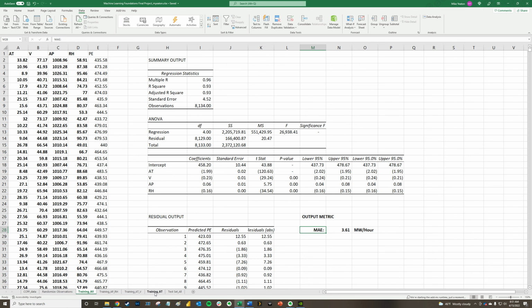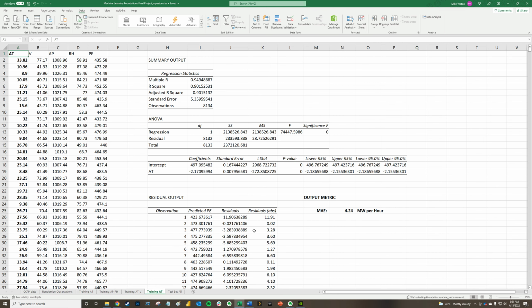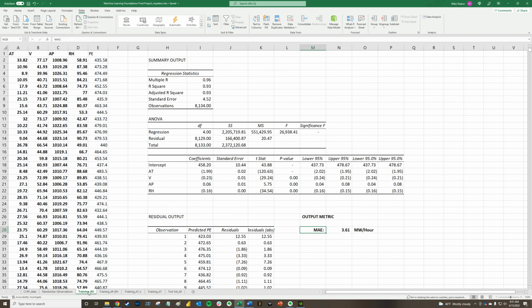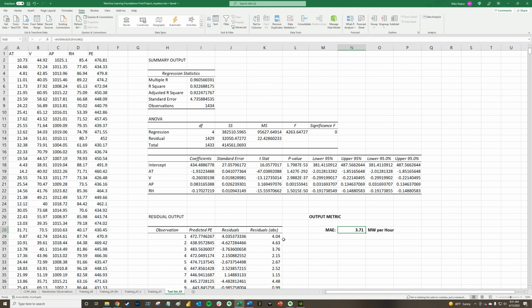But given the assignment was to pick the best model for step 5, I said I will use all the features to do my final performance evaluation using the test data. The best performing model, again, was the one where we used all the features in the training. So running that same model with all the features against the test data produced a mean absolute error of 3.71 megawatts per hour, which again is well below 1% of the output of the system and a very intelligible output metric for the client to understand.